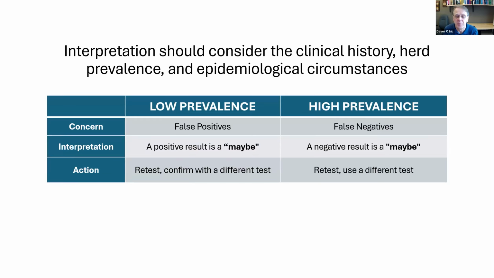Now, in a prevalent situation, again, false negatives can occur. If you want to eradicate, you want to detect all of your potential reactors, but still, if you're not sure, retesting and using a different test would be warranted.